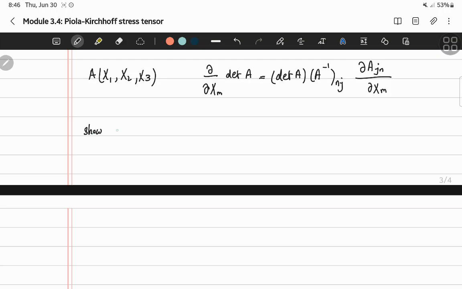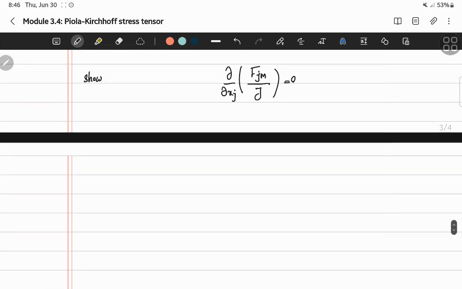that for F, where we know that this F is the deformation gradient tensor, we have this equation in here. So it's the partial derivative of Fjm divided by J, and this J is the Jacobian, with respect to small xj, is equal to 0. So show this.